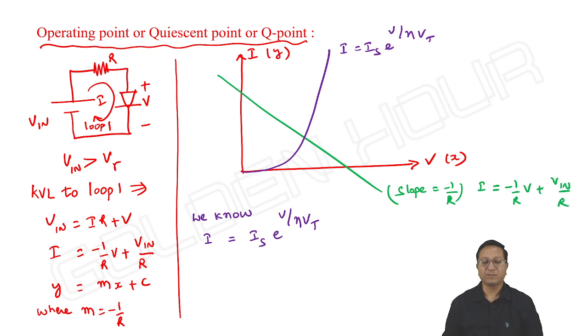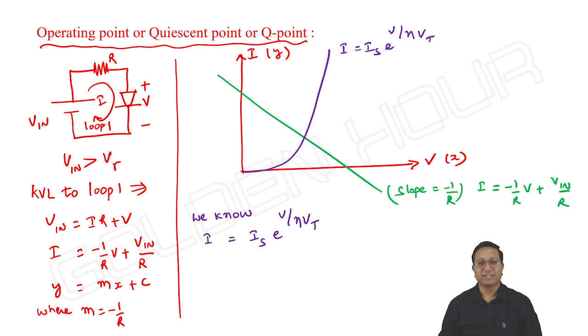Two curves. Which is correct then? The straight line is from the circuit, and the curve is from the device characteristics. Which is correct? See, so far I did so many problems. Most of the times I used loop equations, node equations, etc. But I have not considered this exponential equation. What is the reason?